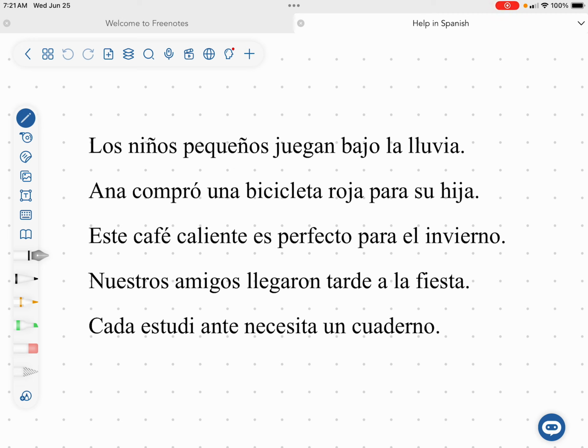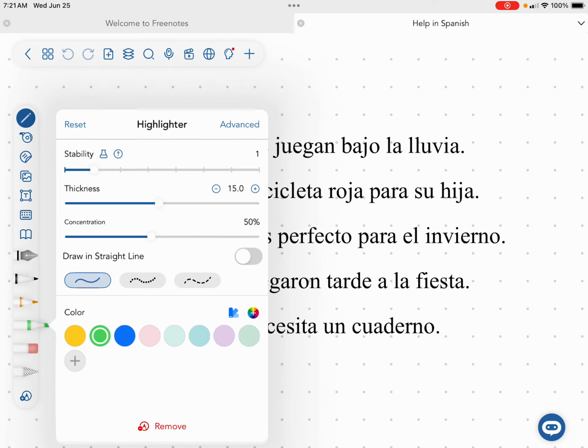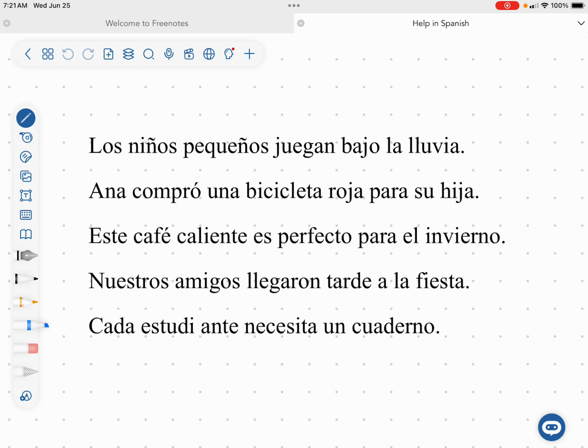Let's start with this first sentence. Los niños pequeños juegan bajo la lluvia. We're going to highlight in blue all the things that we talk about. If you remember, the things that we talk about are called sustantivos. These are our nouns and our pronouns. So what are the things in the sentence here? Los niños pequeños juegan bajo la lluvia.